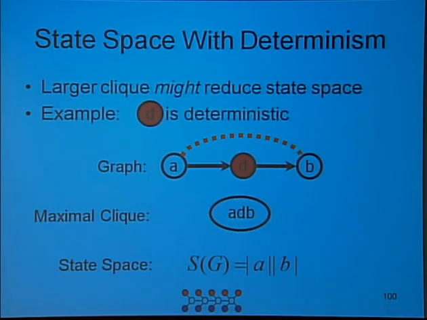So in this next slide, we add this fill-in edge. You can view this as a triangulation of this graph. In particular, this is a non-minimal triangulation. And then we form one single maximal clique that's a function of A, D, and B. And now the state space over this triangulation is just A times B.